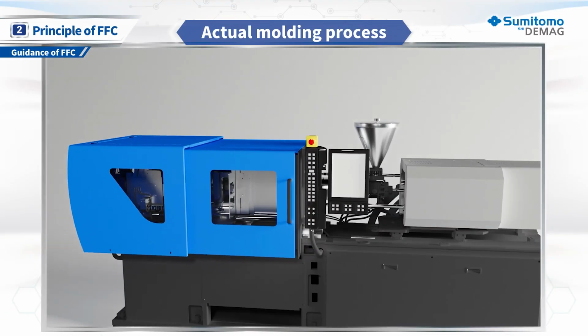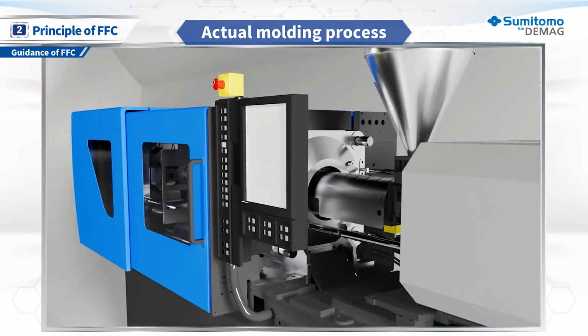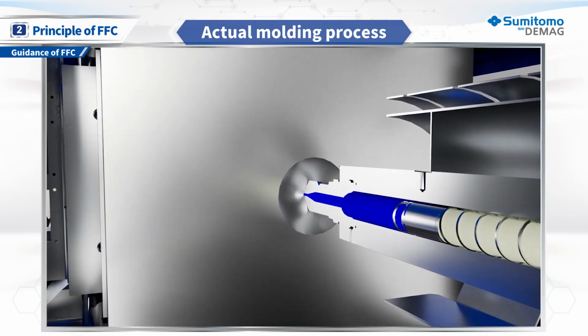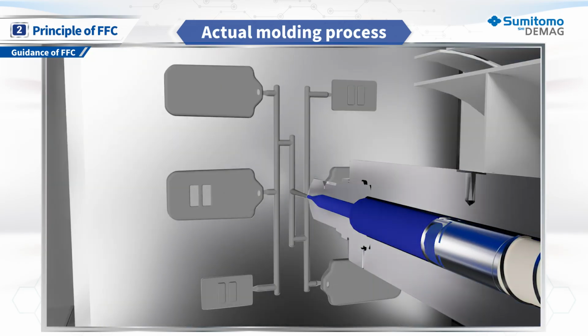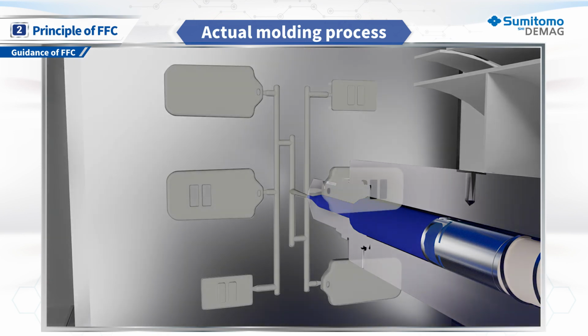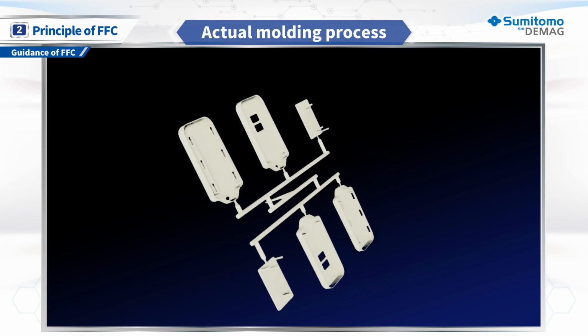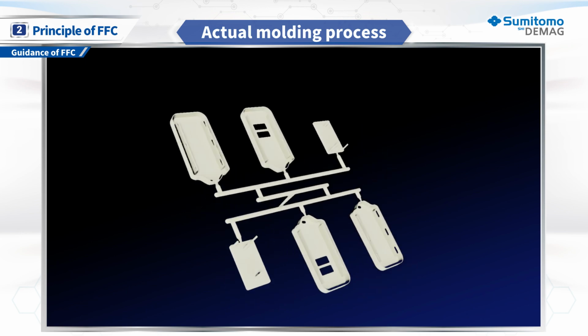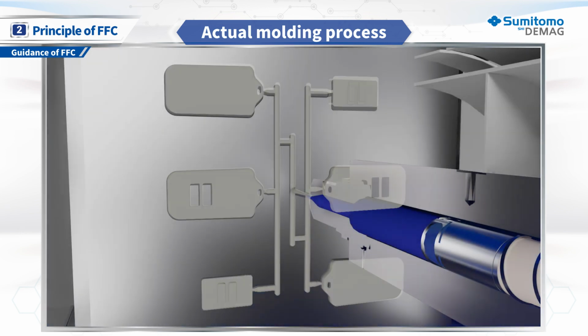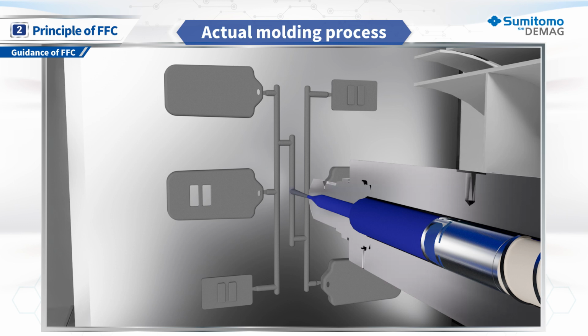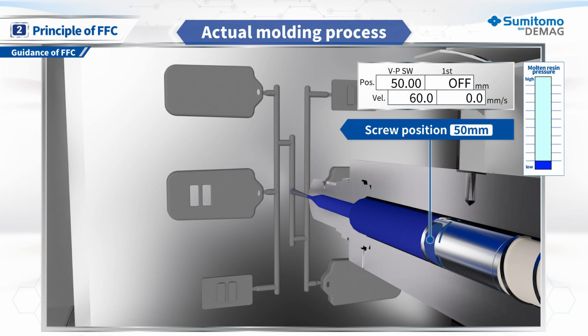From here, let's go into details of how it works in the actual molding process. I will use the molding of a smart key as an example. The mold for this product is configured to be able to mold 3 different shapes of molded products for 2 sets at a time. Let's see how the resin is poured into this mold.